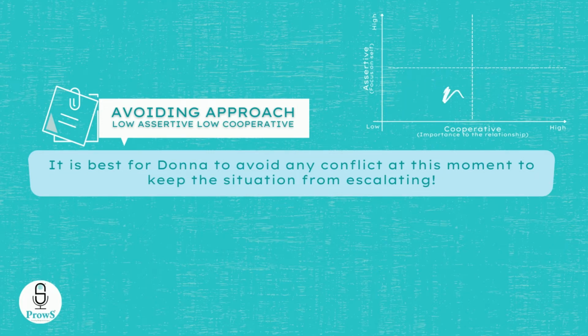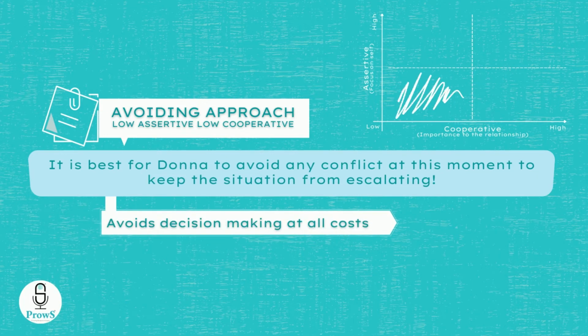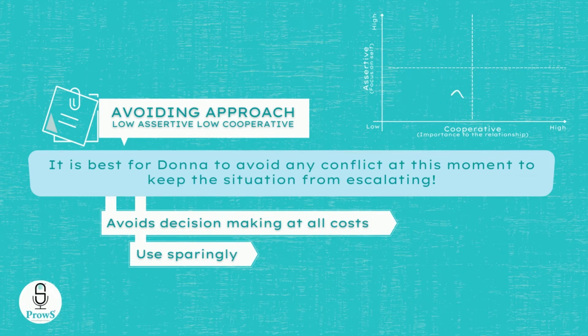Both the parties will have to move away from avoiding style and adopt an approach that will be more suitable. 2 important points to remember about the avoiding approach. 1. It involves avoiding decision making at all costs. And second, it should be used sparingly. This approach should not be an escape route, but if the situation is about to change, one may use it.